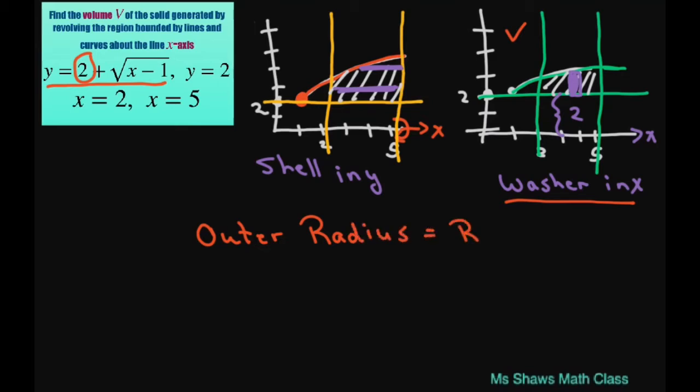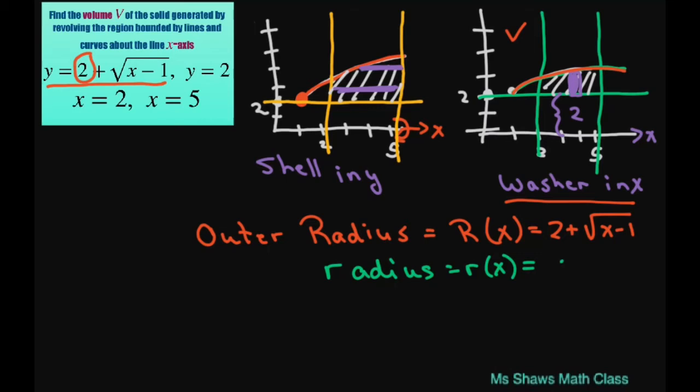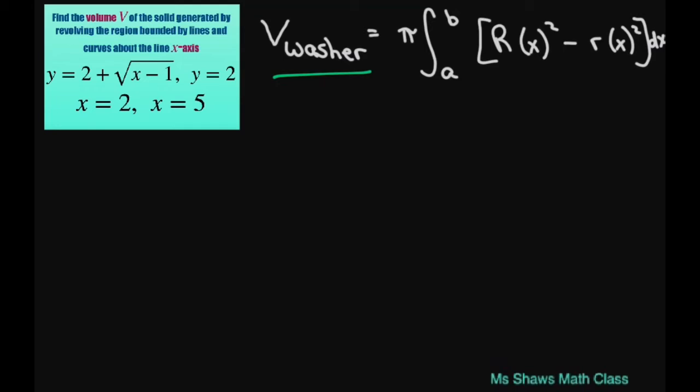is your big R of x, and that's going to equal the upper boundary of the shaded region. And that is going to be 2 plus the square root of x minus 1. And your smaller r, which is r of x, is going to equal 2. All right. And then using the formula for the volume for the washer method, we are going from 2 to 5.